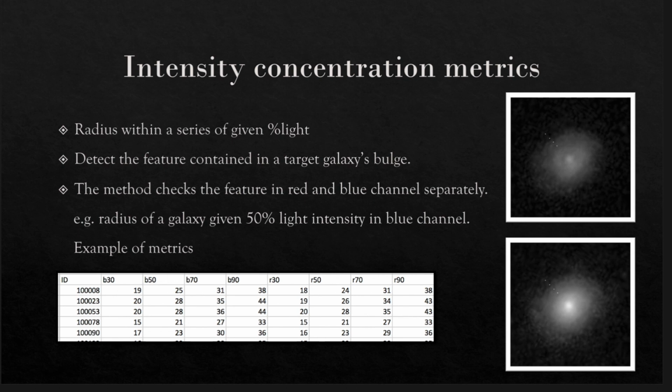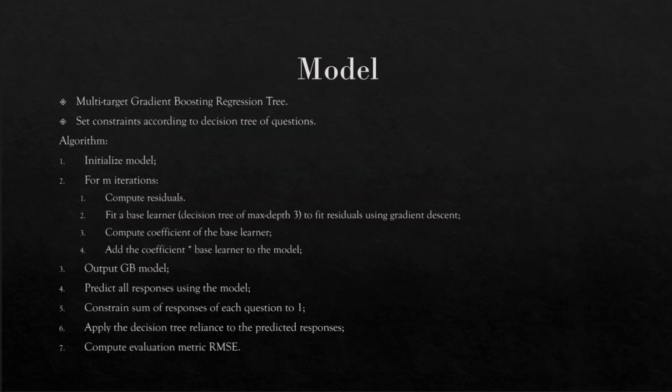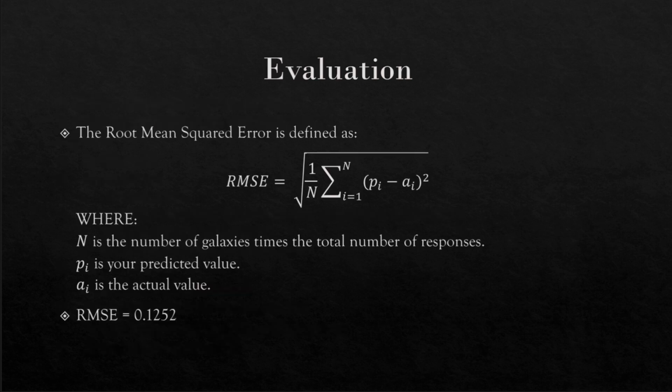The idea of gradient boosting trees is to use many base learners, namely small decision trees, to approximate the residuals of the previous model. After training the model, we use constraints observed from the decision tree of questions to constrain our predicted results. Finally, we evaluated our model using RMSE, namely root mean squared error. The result value we got is 0.12.